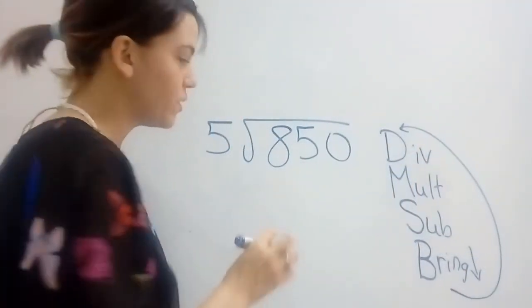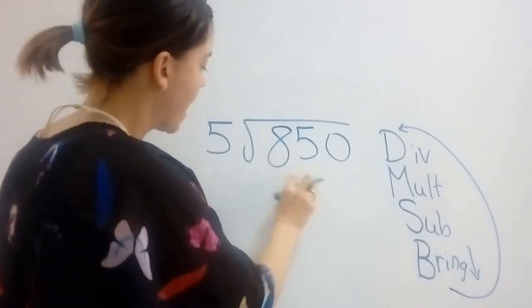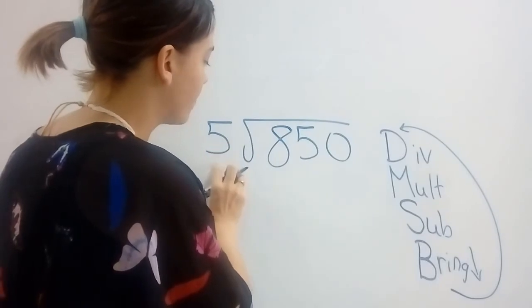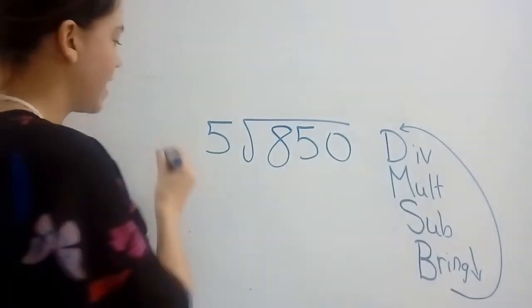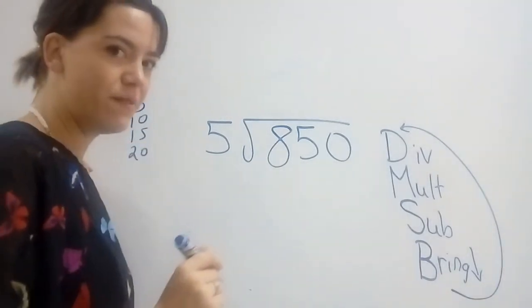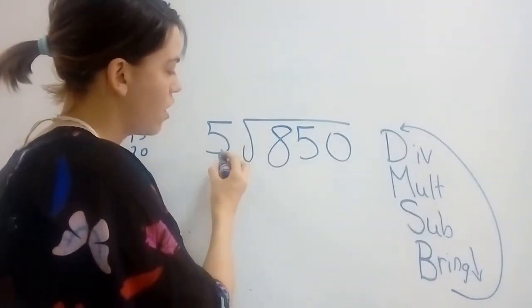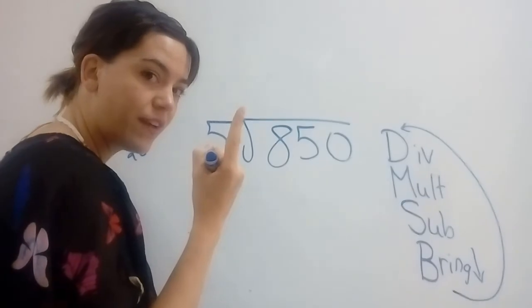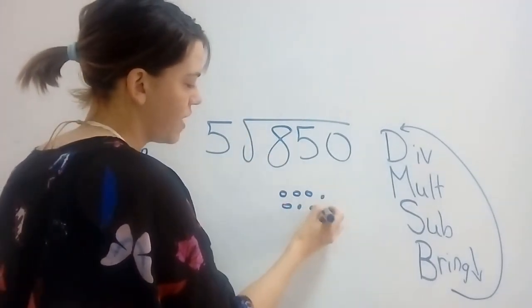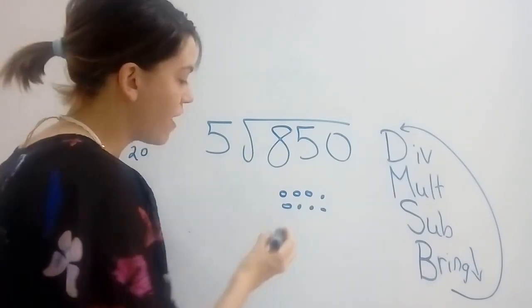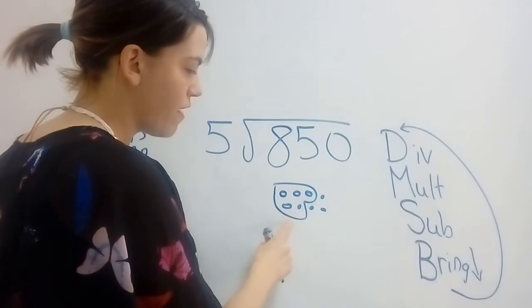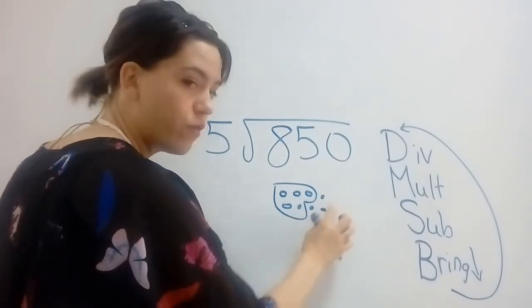So the first thing I do is I look at my first number here, and I look, can I divide it by 5? 8 divided by 5. So if I go to my times table, 5, 10, 15, 20, etc., I see that 1 5 will fit inside of 8. I'll draw my 8 here. 1, 2, 3, 4, 5, 6, 7, 8. I'm going to look for a group of 5 in here. I'm going to circle it. Here's 4, 5. There's one group of 5. But there's 3 left over.